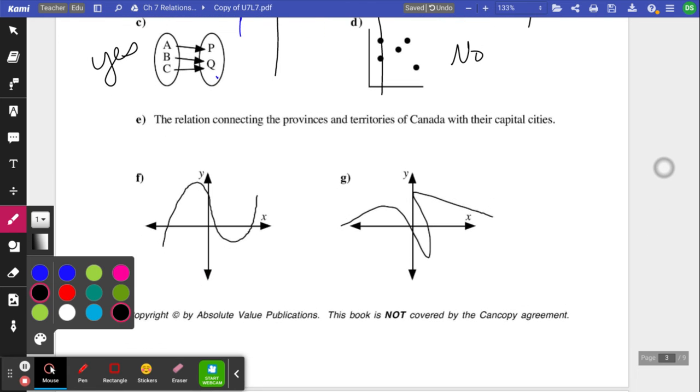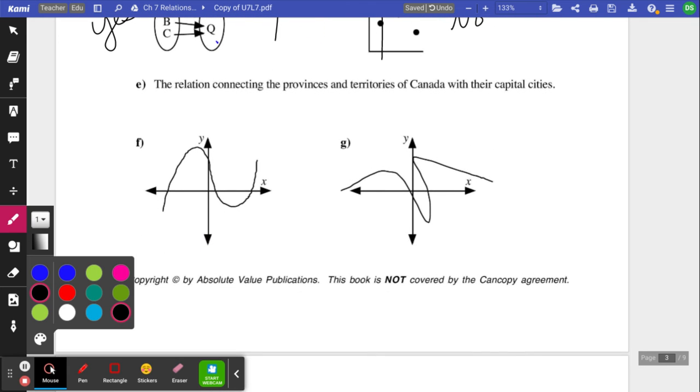Okay, how about this one? How about in words? The relation connecting the provinces and the territories of Canada. Think provinces and territories, okay? Alberta, BC, Quebec. And their capital cities. For every province or territory, does it have its own capital city? Yes. If you say the capital of Alberta, you only get one answer. What is the capital of Alberta? Good. Okay. What was it?